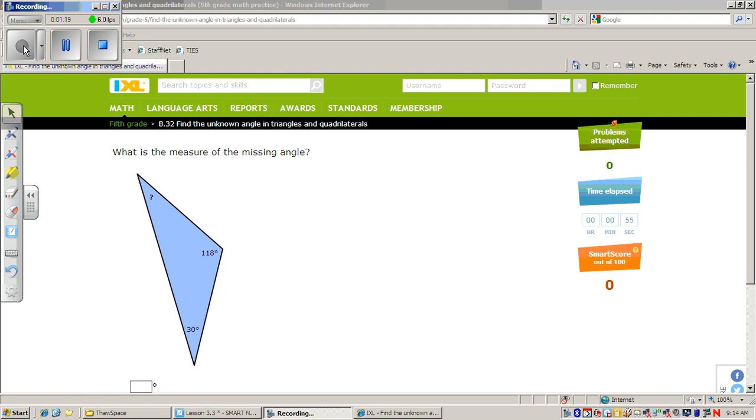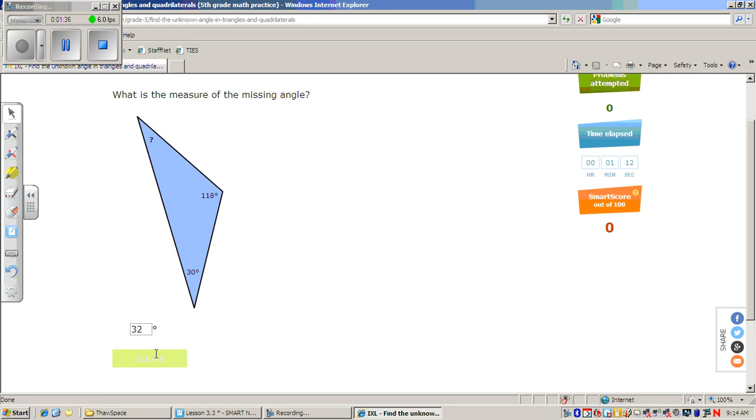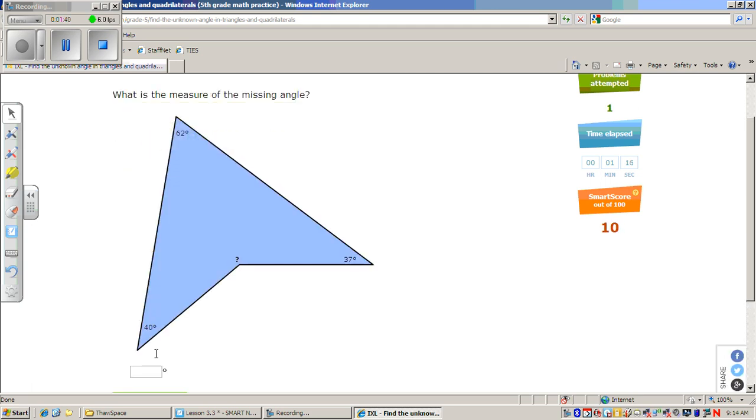So if I add up my 118 and my 30, I get a total of 148 degrees. So I need to find the missing angle. So then I would say, what is 180 take away 148? And that would leave me with 32. Let's see if we're correct. And submit. And it says we did it right.